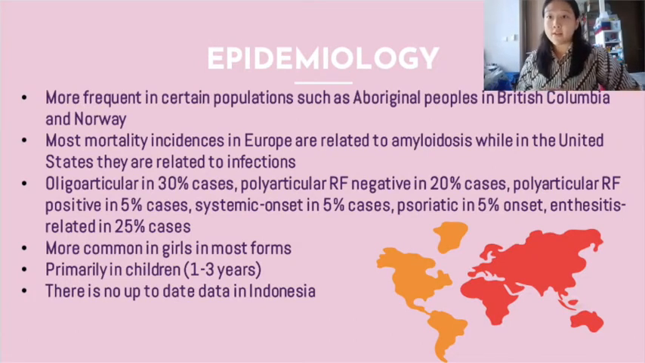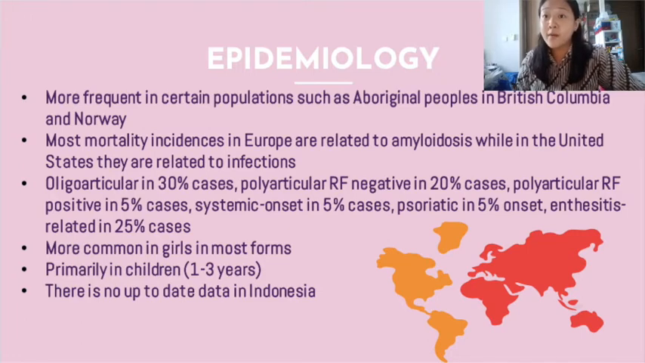There are no exact incidence rates of juvenile idiopathic arthritis, but it appears more frequent in some populations, such as Aboriginal people in Norway and British Columbia. There are 148 cases per 100,000 populations in Norway, while Japan reported a low incidence. There are also 8.3 per 100,000 populations in Caucasian people, and most mortality in Europe is related to amyloidosis, and in the US it is related to infections.